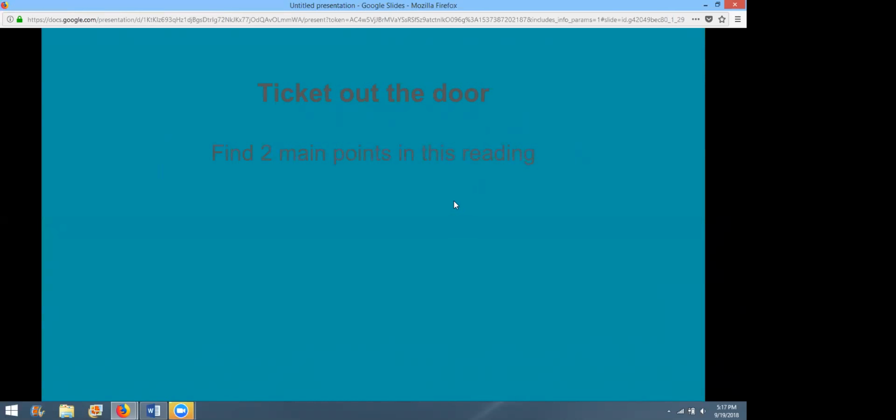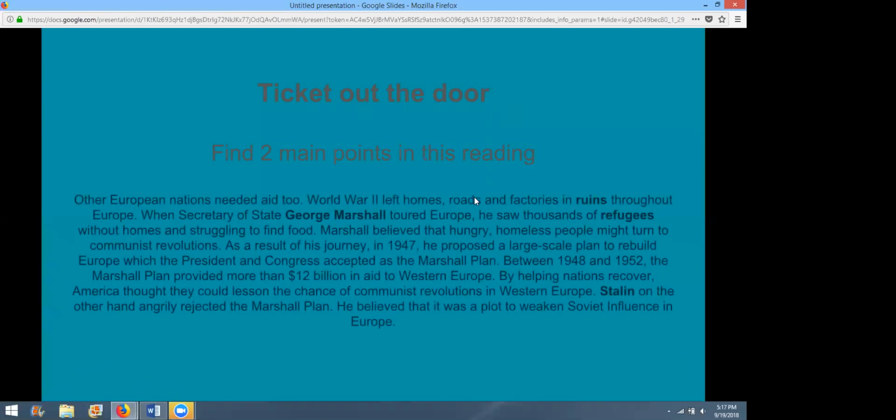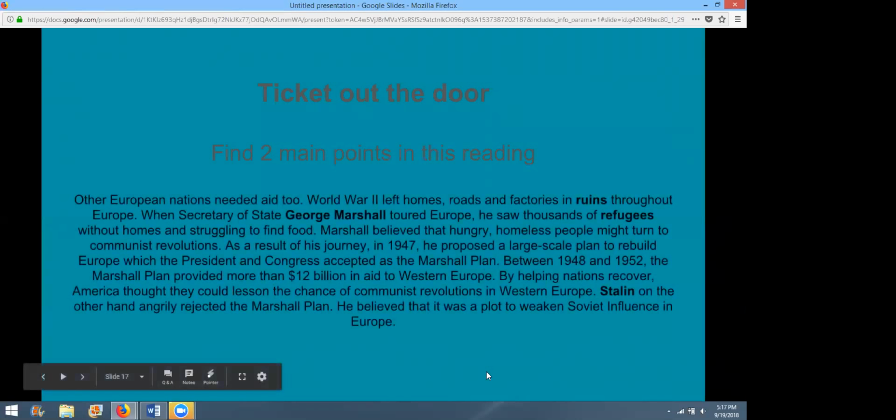Here's your ticket out the door assignment. Find the 2 main points in this reading. There you go. That's that simple. And this is by far the hardest part of the reading. There's a lot of dates, a lot of people. But with the information that I gave you here, chunking it up, looking for the main points, not trying to memorize the dates, I think finding the 2 main points in this reading should be very easy for you. So once you write your ticket out the door answer, you go ahead and get out of here.